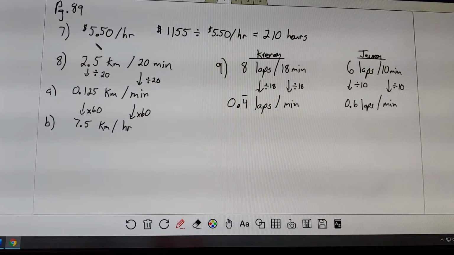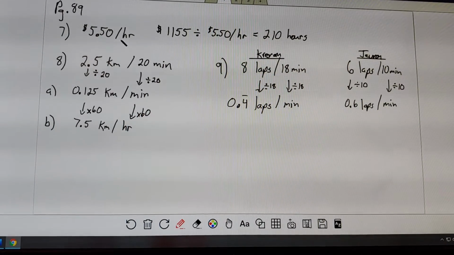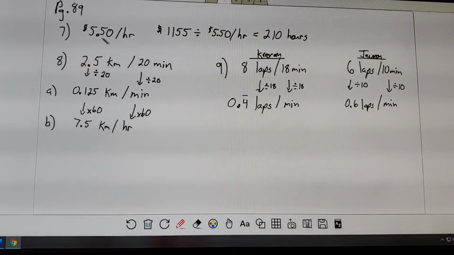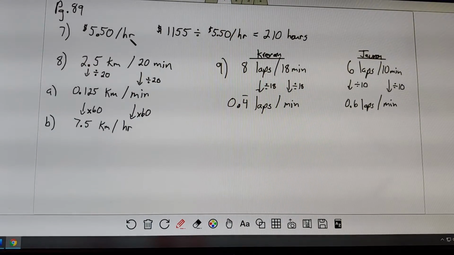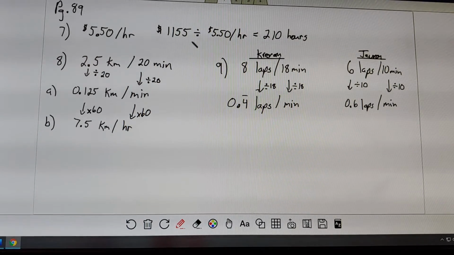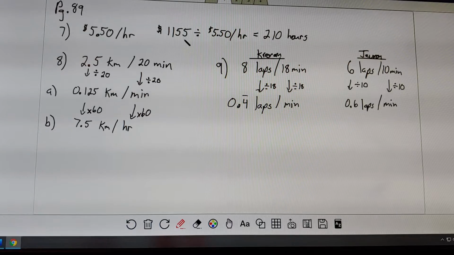So, I started off, I wrote down the information. We know that he worked for $5.50 per hour, or every hour, that's how much money he got. And we know that this is the total amount of money that he earned. So every $5.50 of this represents 1 hour of time. So we're going to see how many $5.50 chunks there are inside his 1,155.